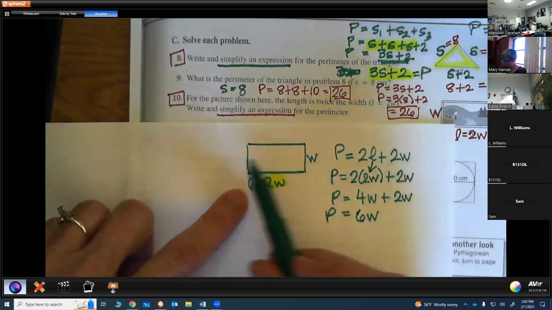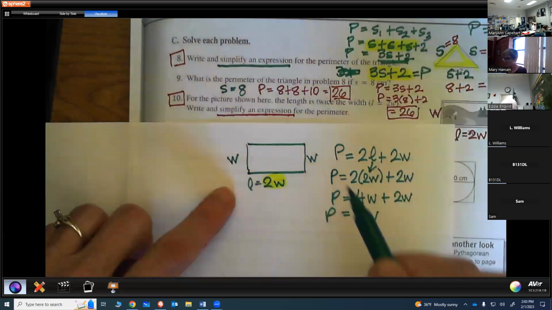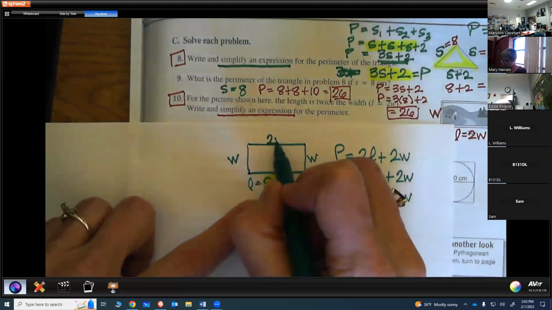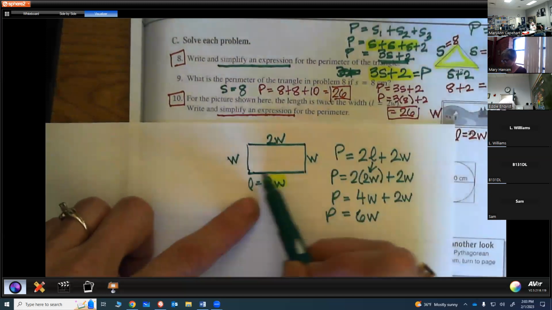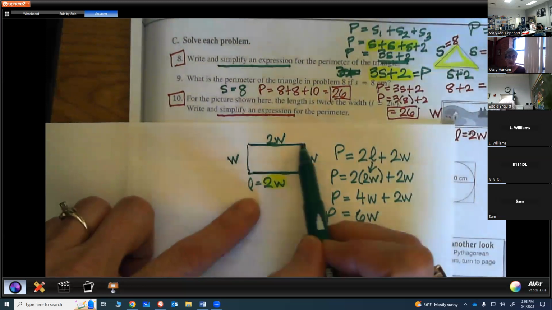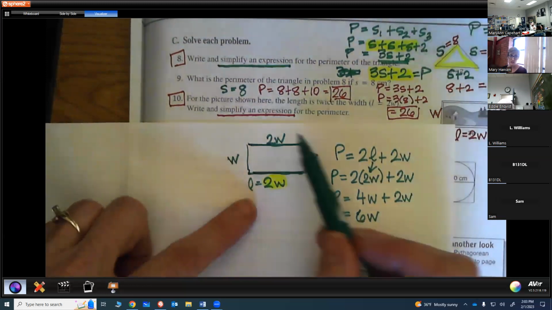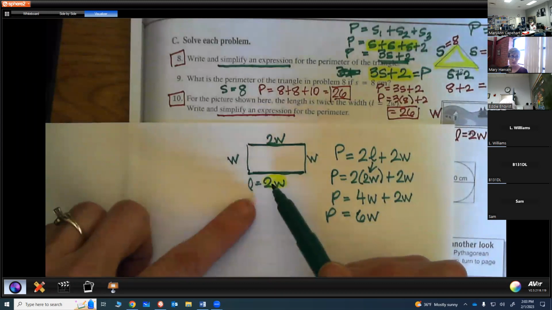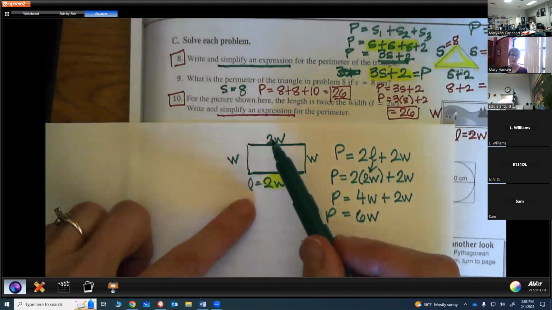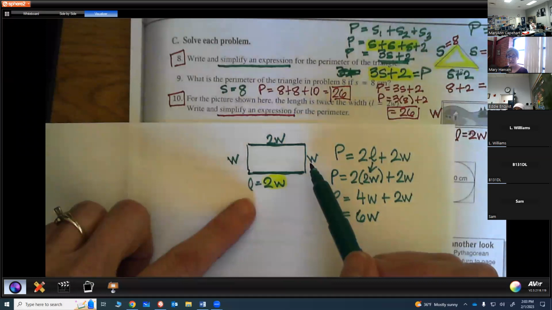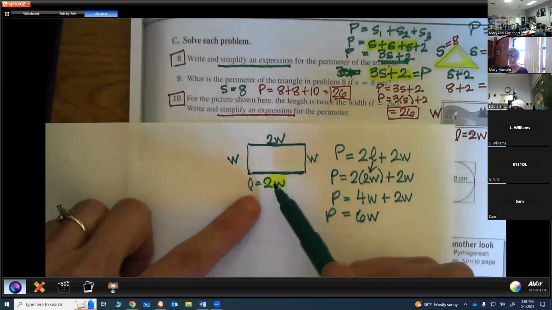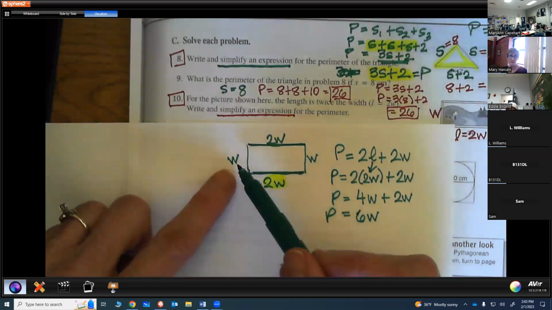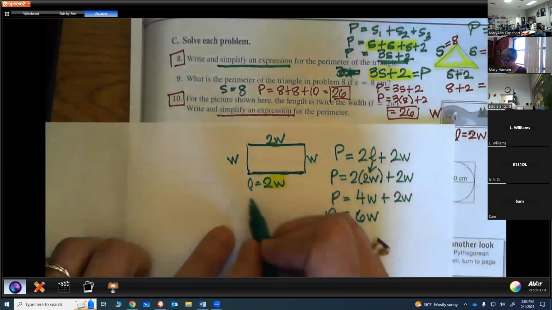In this picture, I can put a W over here because these two sides are the same length. And I can put a 2W here because if this side is 2W, so is that side. And we know that you can find the perimeter of any shape by adding the lengths of the sides. And so I have 2 W's, 2 more W's, and then another W and another W. And if I just count all the W's, 2 W's plus 2 W's is 4 W's, plus another W is 5 W's, plus the last one is 6 W's.